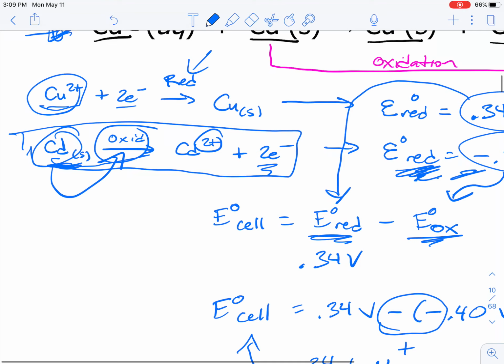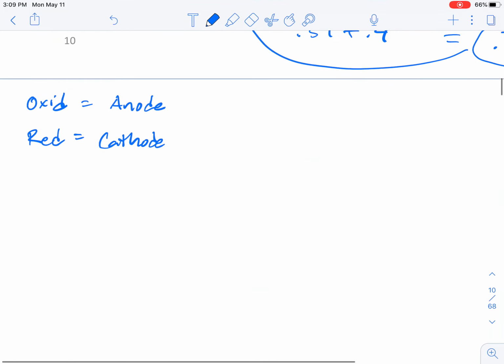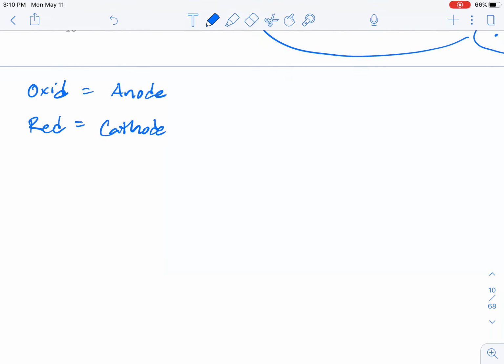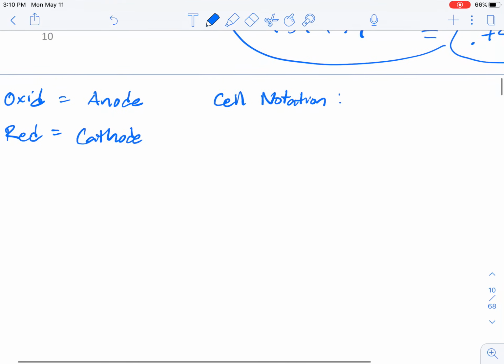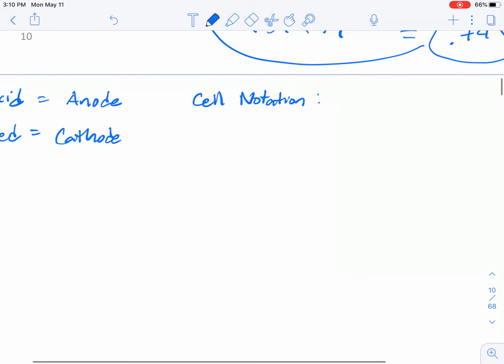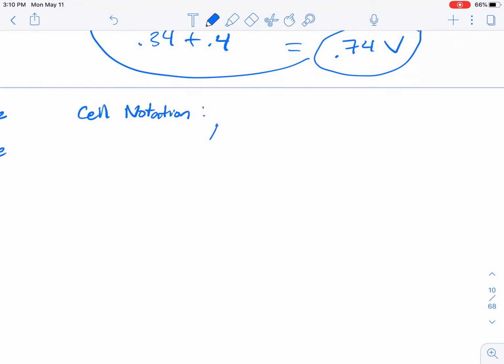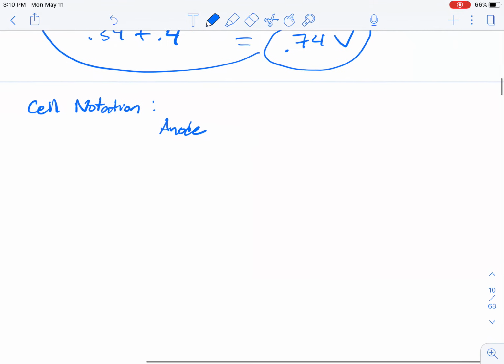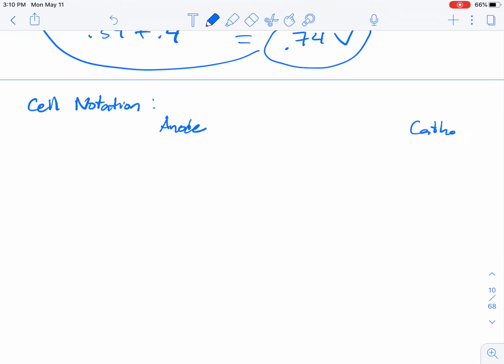And whenever you guys are writing your cell notation, Tyler DeWitt covered cell notation in the last part of his video, so hopefully you guys watch that. And so you guys want to place your anode on the left-hand side and your cathode on the right-hand side. So this side is going to be for oxidation, and this side is going to be for reduction.